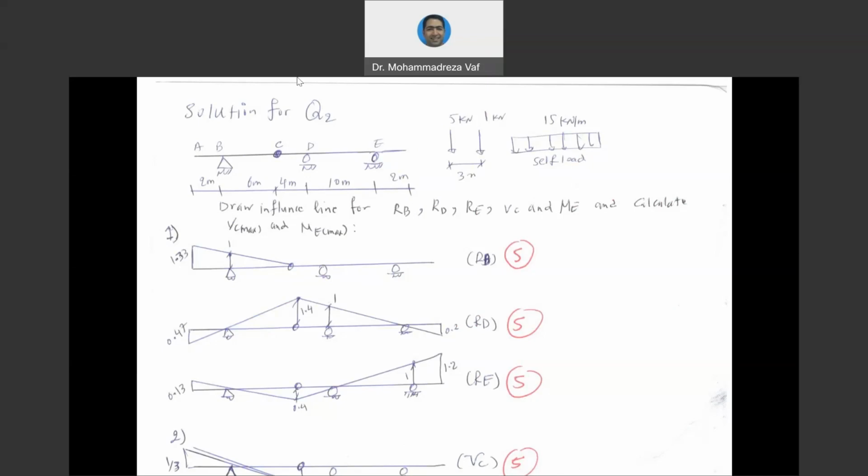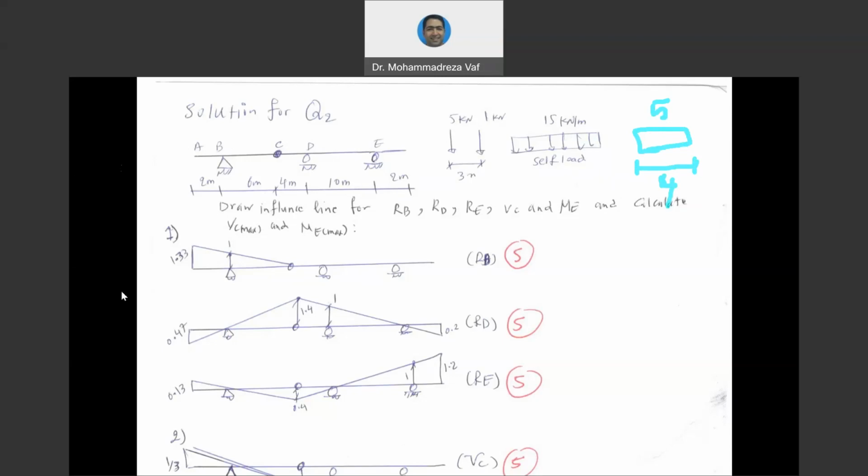Sometimes in the exam, we may also give you a moving uniform load. For example, something like this with the intensity of 5, and the length also is given to you, let's say 5 meter or 4 meter, whatever. So if you have two different live loads, you need to consider the effect of both of them in the worst case scenario and calculate the maximum and minimum based on that too.